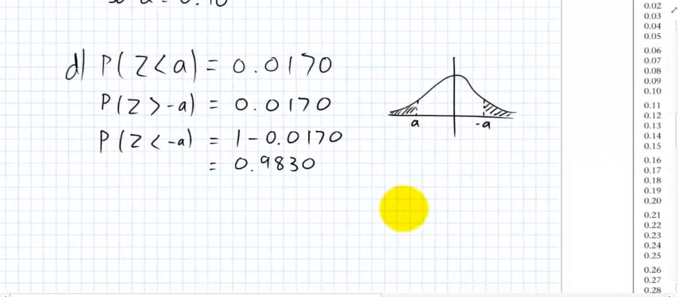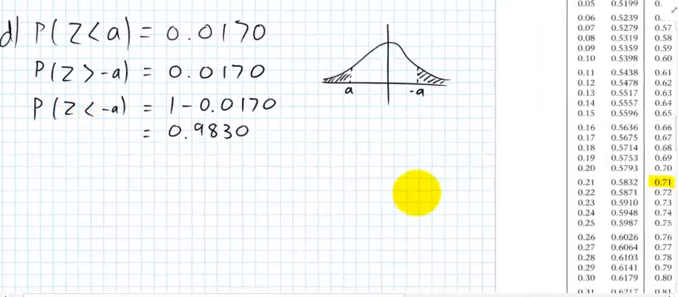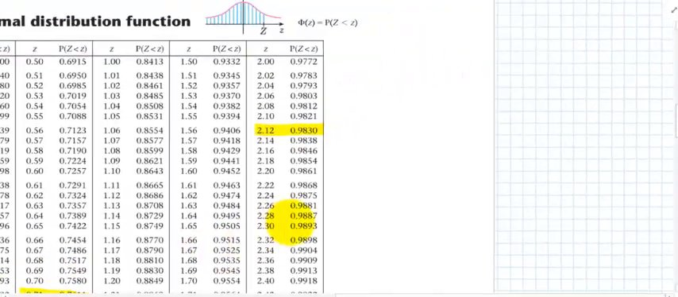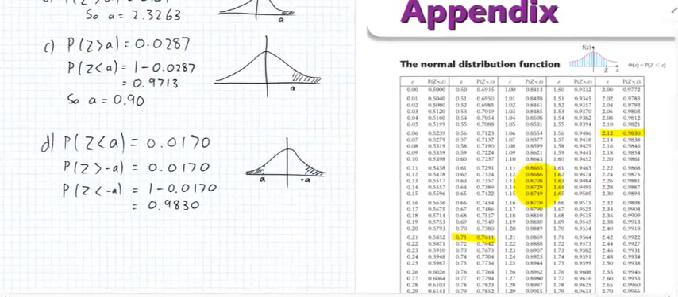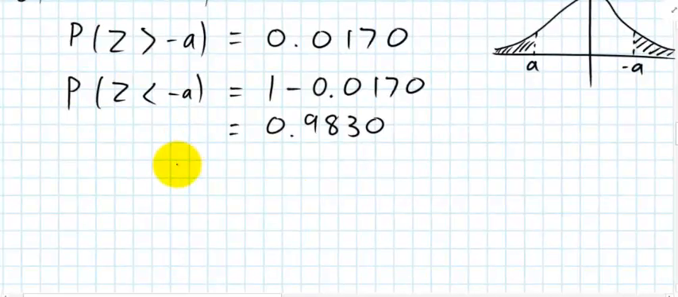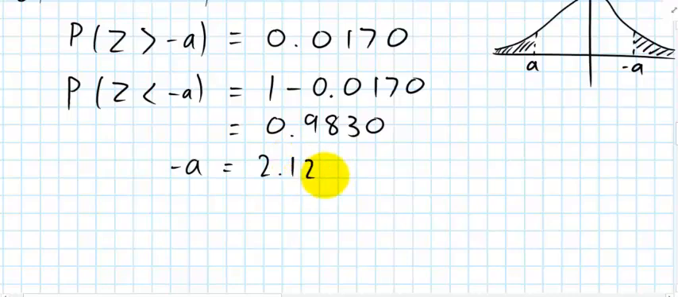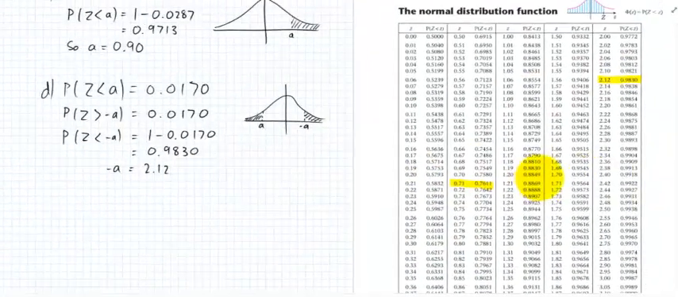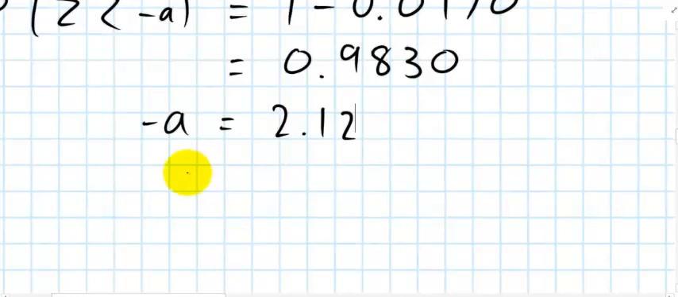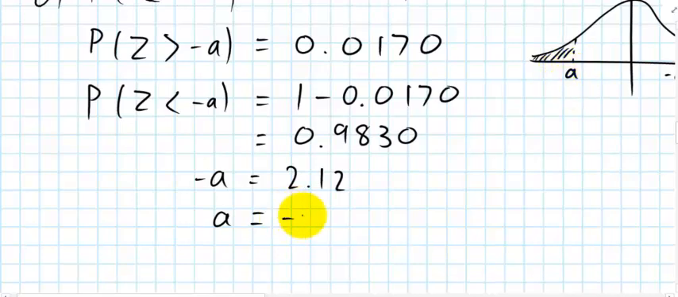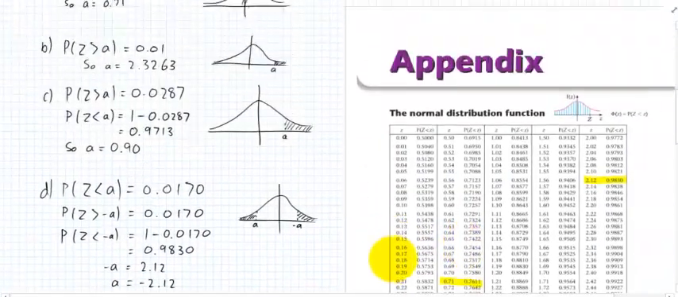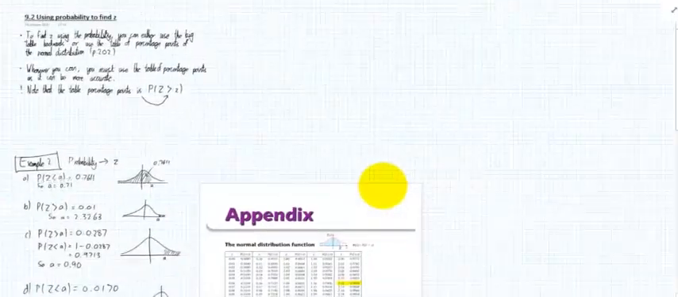So let's look this up now, because this is now in a less than positive form. 0.9830 is right here, and the corresponding Z value is 2.12. That means minus A equals 2.12. So what is A? Remember, A was a negative number. So A is minus 2.12. And this is the answer, and this concludes this section of the video. Thank you.